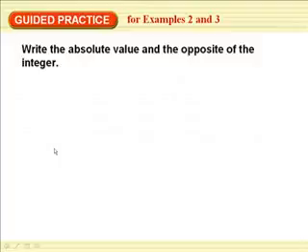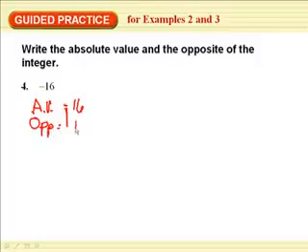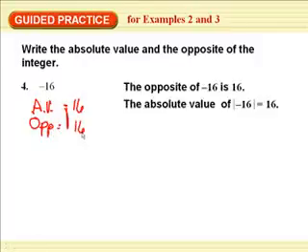All right, guided practice. Write the absolute value and the opposite of the integer. So if you have to do this on your paper, make sure you tell me which is which, okay? So first, the absolute value, let's just write it AV, of -16 is +16. The opposite of -16 is +16. So both of those happen to come out positive. Okay.